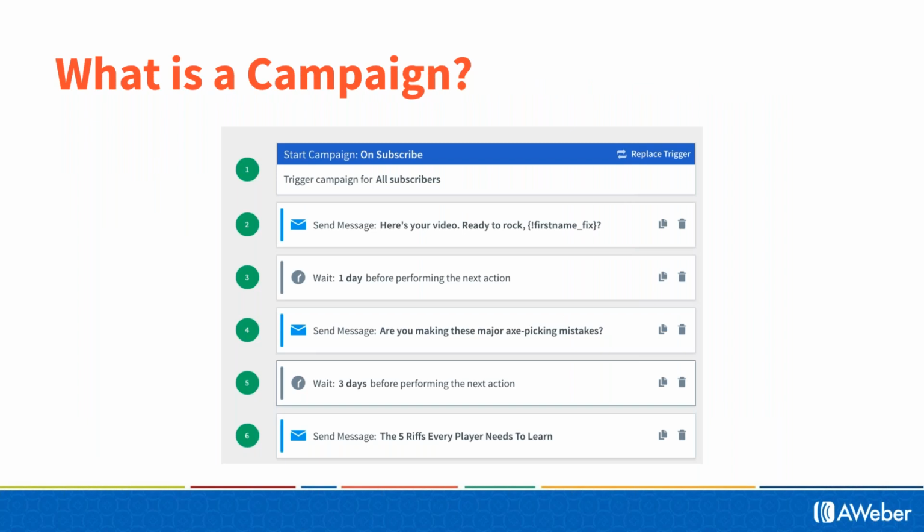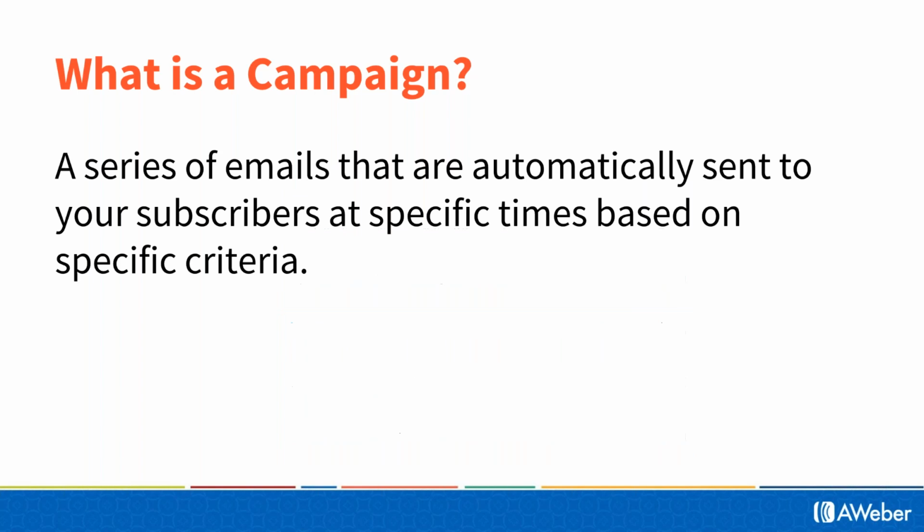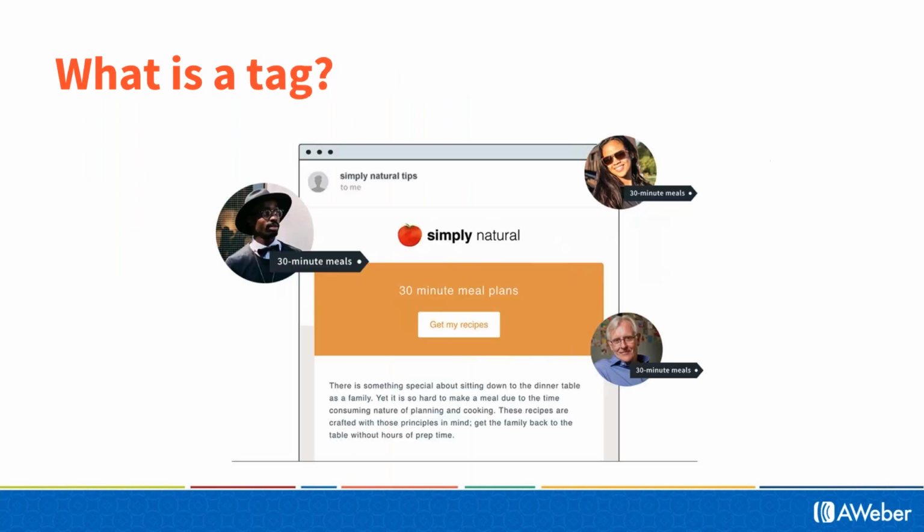This is a quick little screenshot of what you'll see when we jump into the demo here. A campaign is a series of emails that are automatically sent to your subscribers at specific times based on specific criteria. So you've got the segmentation, which is your groups of subscribers. You've got your actual campaign, which is the series of emails that get sent to those different subscriber segments.